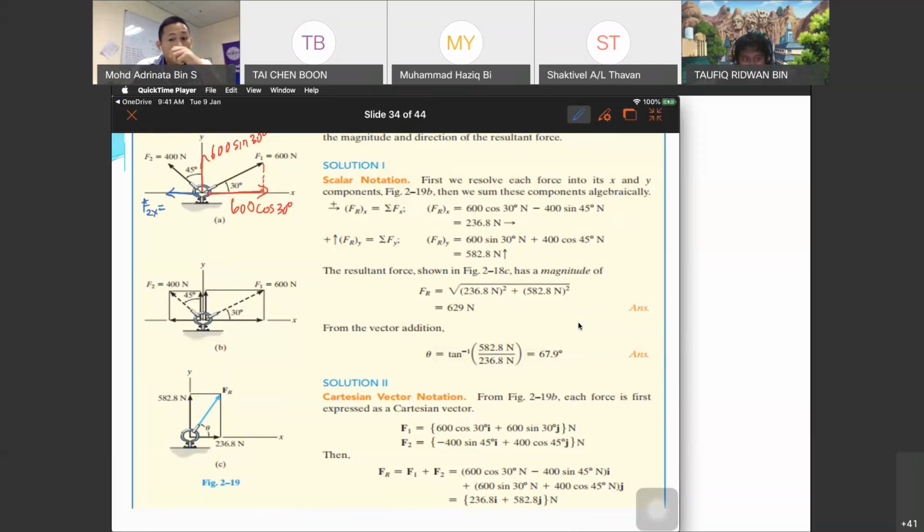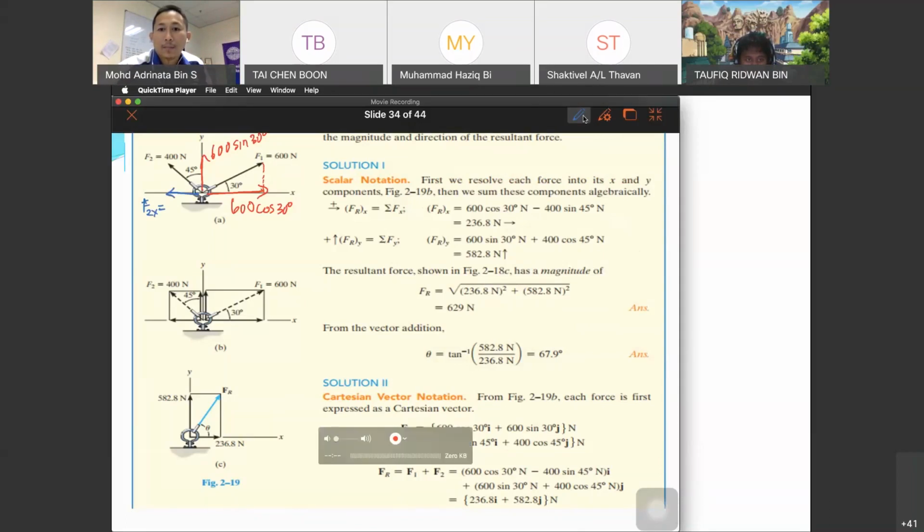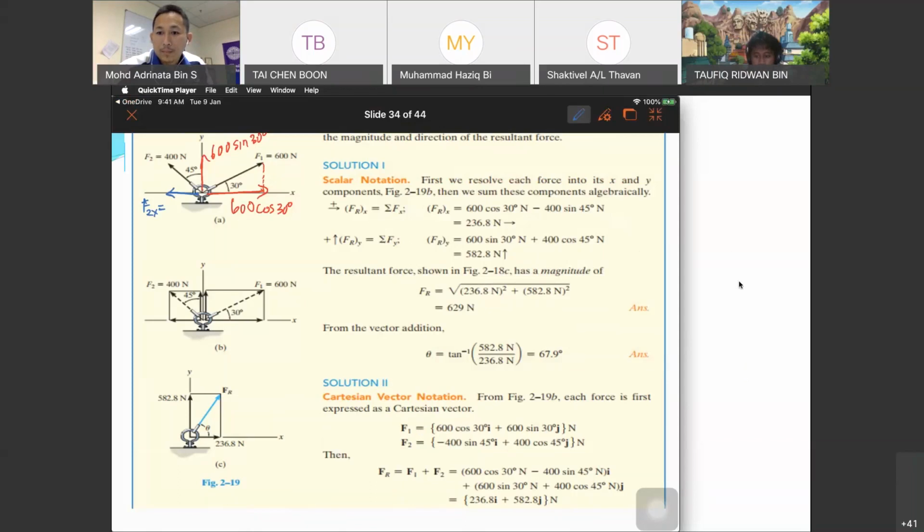okay, sine or cos? Give me answer, sine or cos? Tengok dekat chat pun boleh. Okay, sine. Sine ke cos? So masih ada. Okay, sine, cos.